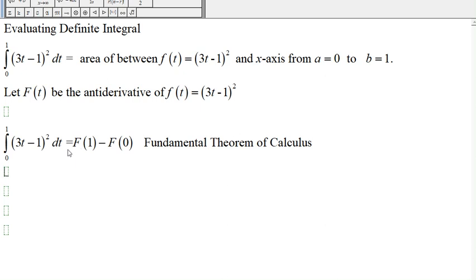The fundamental theorem of calculus says that this definite integral will be the antiderivative evaluated at 1 minus the antiderivative evaluated at 0. First we need to find the antiderivative of this function. Before we do that, let's multiply this out. This is 3t minus 1 times 3t minus 1, so it would be 9t squared minus 6t plus 1.